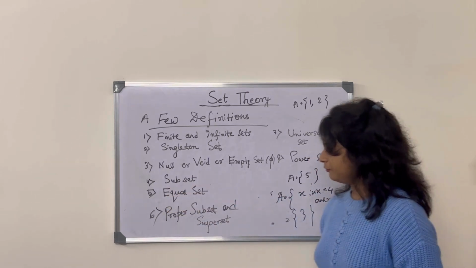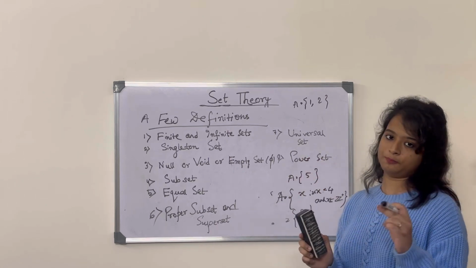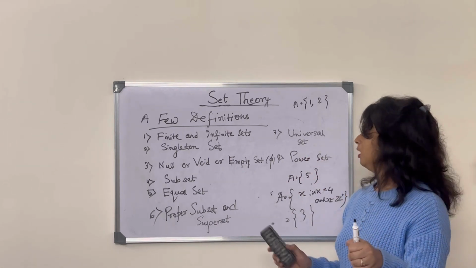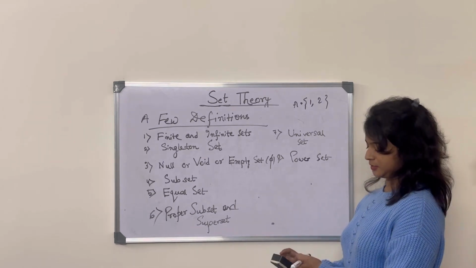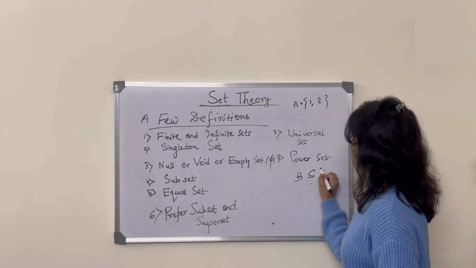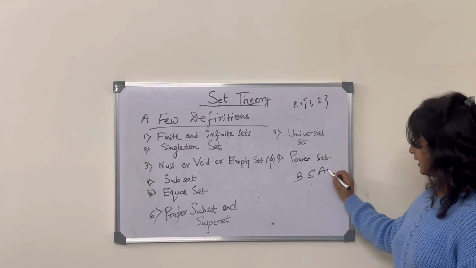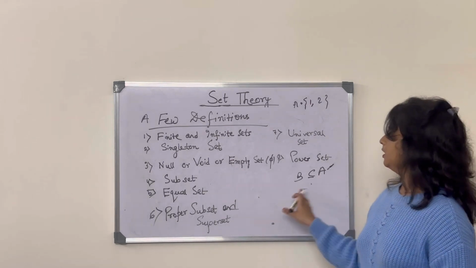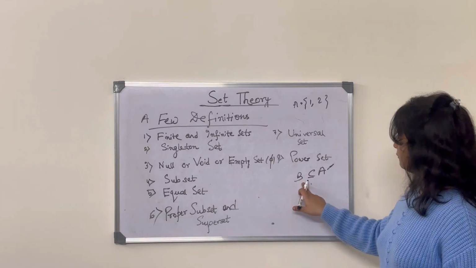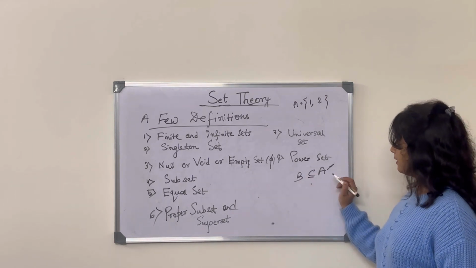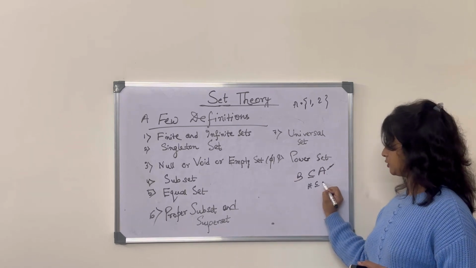Subset. If A, B are two sets such that every element of B is an element of the set A, then B is a subset of A. Every element of B is an element of the set A, then B is a subset of A. This is subset. And A is said to be the superset of B. If A, B are two sets such that every element of A is an element of that set B, then A is a subset of B.